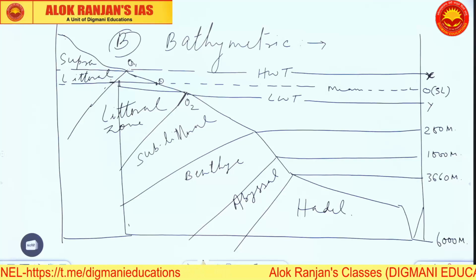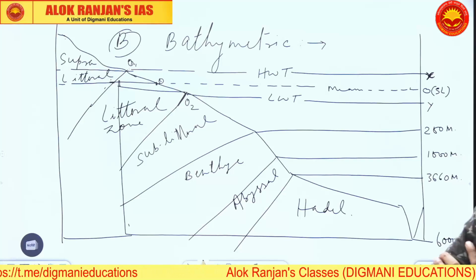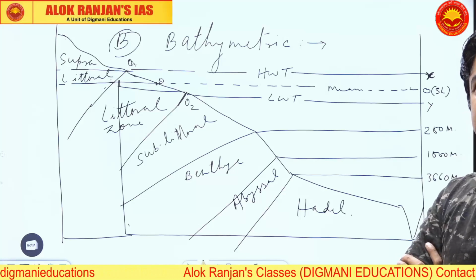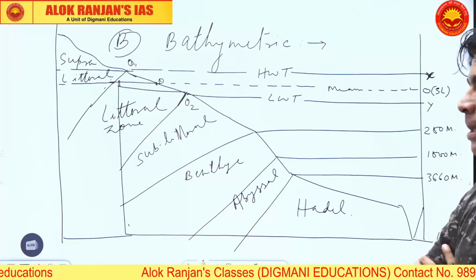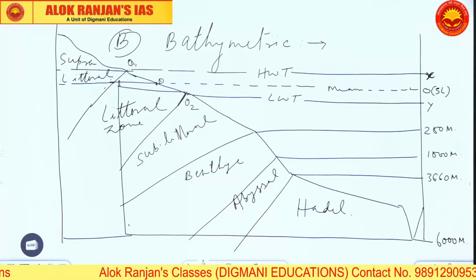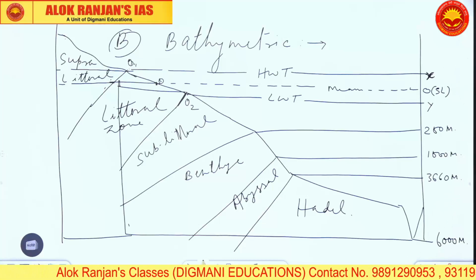Ramesh is my keen follower, he is writing Y. Aditya is also writing Y. Okay, now please understand, it will take some time.